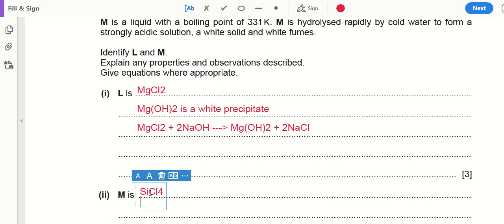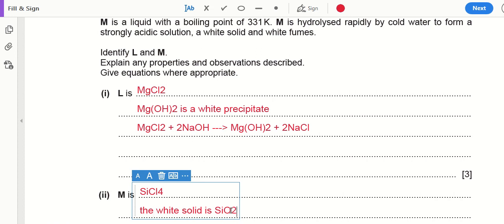Now what are the other 2 points that we should write? M is hydrolyzed by cold water to form a strongly acidic solution, a white solid. We can say that the white solid is actually silicon 4 oxide. Sorry for the typo. Let me correct this.